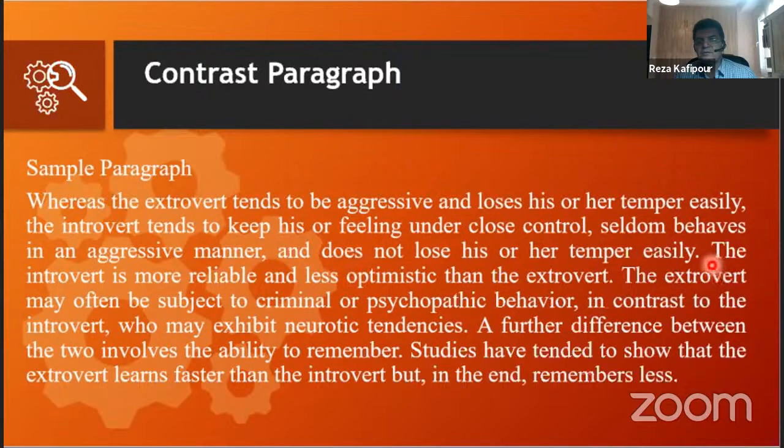The next major supporting sentence: the introvert is more reliable and less optimistic than the extrovert. Here we use comparative adjectives to show differences. Another structure. Let's see the next one. The extrovert may often be subject to criminal or psychopathic behavior, in contrast to the introvert, who may exhibit neurotic tendencies. Again, we use "in contrast," another structure.